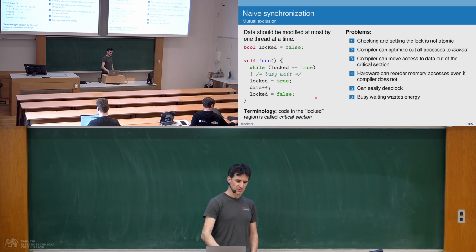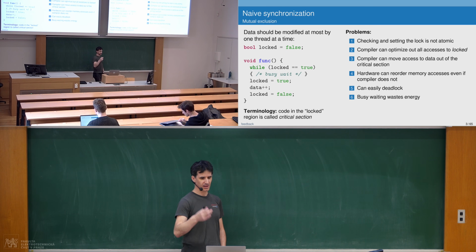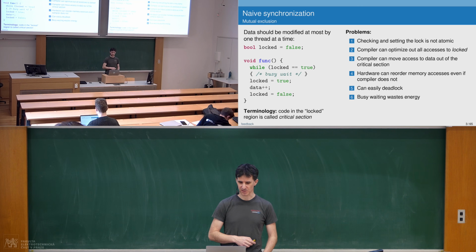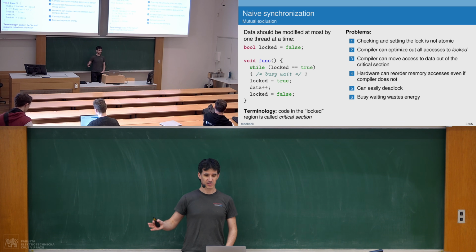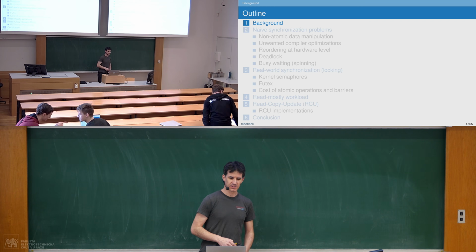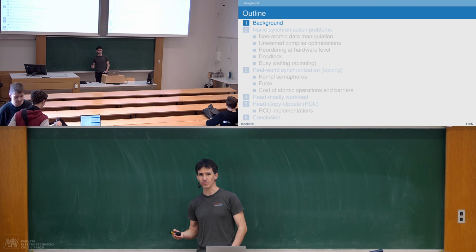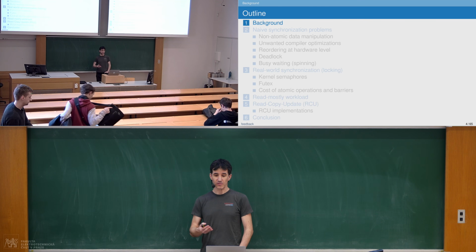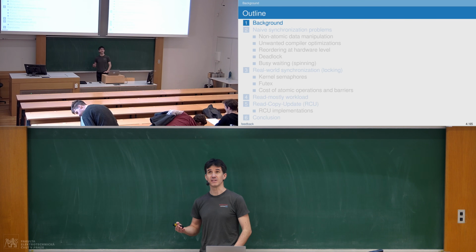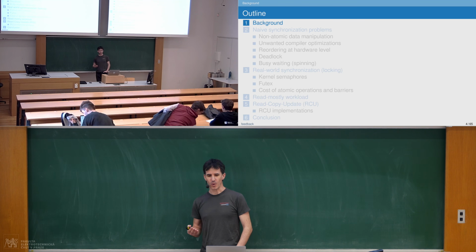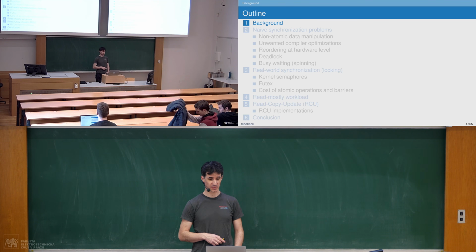If you do this kind of synchronization, you can easily deadlock your program, and by busy waiting you waste energy. So we will look at these problems on subsequent slides, and I will show you how those problems are solved, so that if you can't, for whatever reason, use just a plain mutex, you at least know which technique to use to avoid these problems.